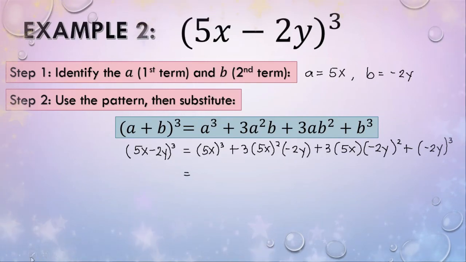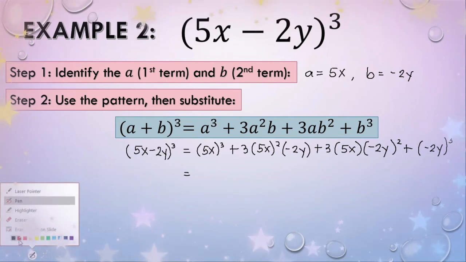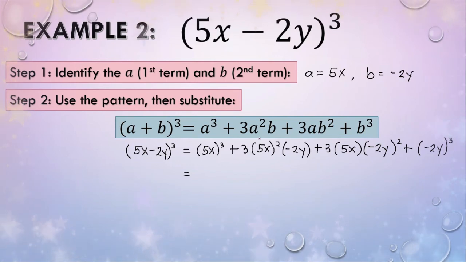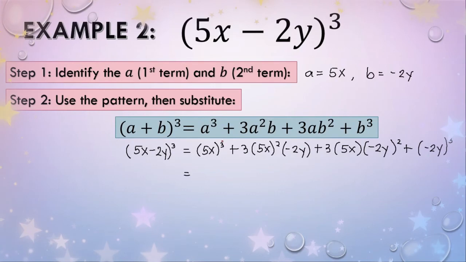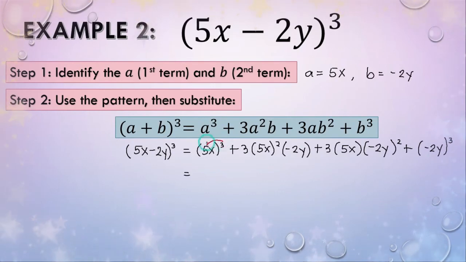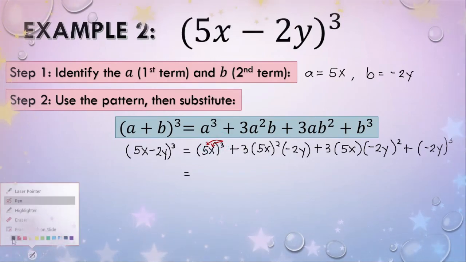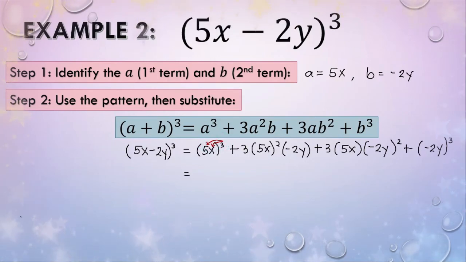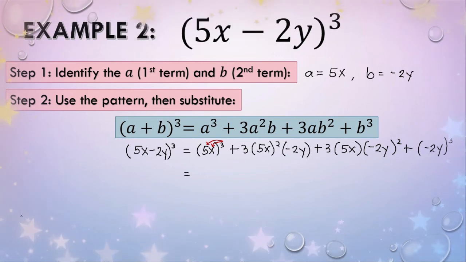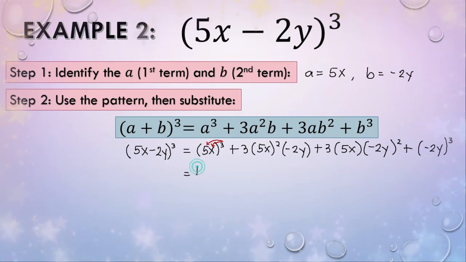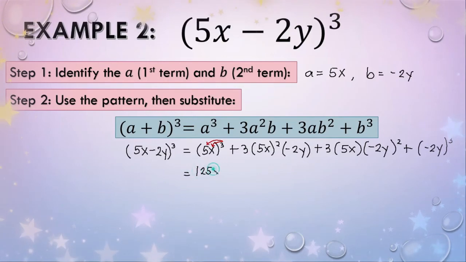Meaning, this is not 15. Please be informed that the answer is not 15. 5 cubed is not 15. Meaning, you're going to multiply 5 by itself 3 times. Meaning, 5 times 5 times 5. So, what is 5 times 5 times 5? The answer is 125x cubed.